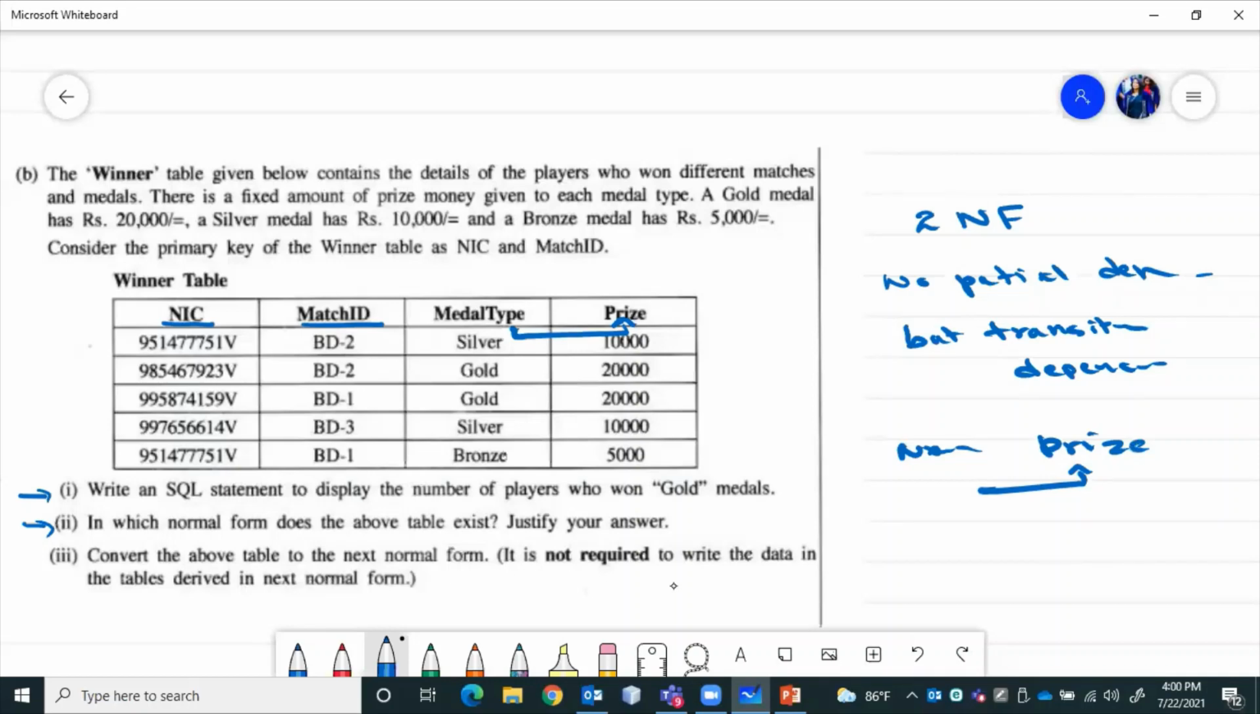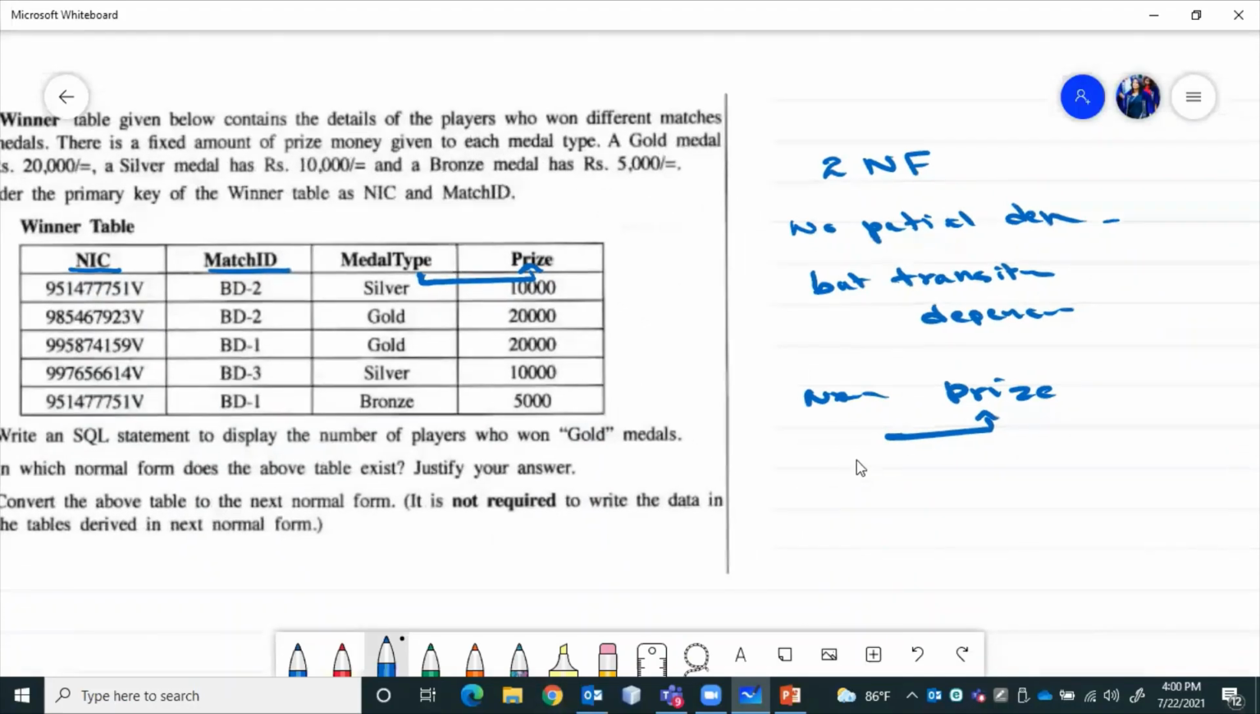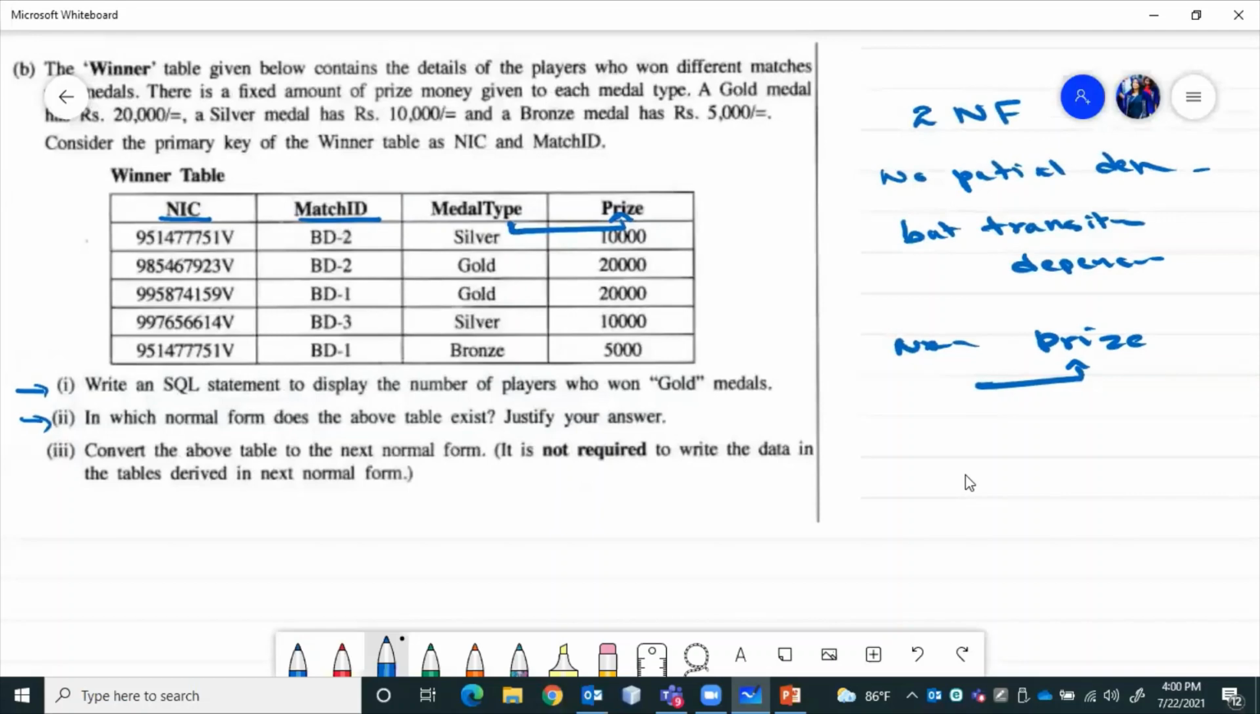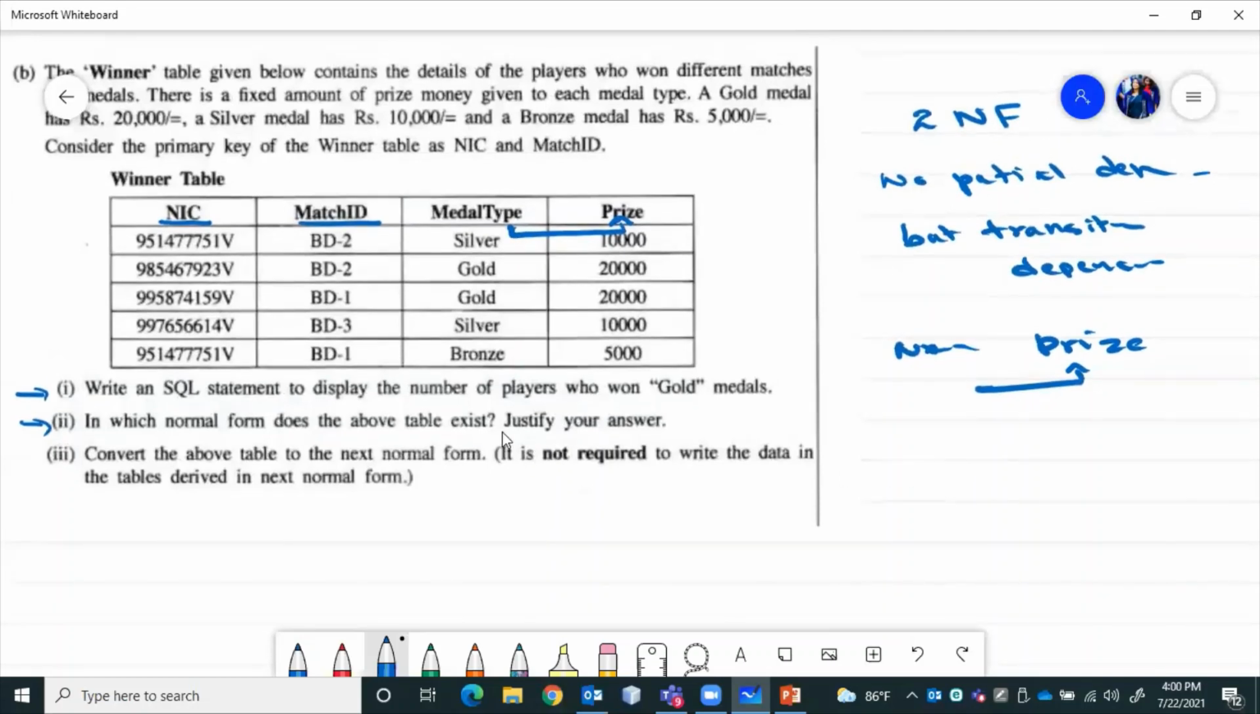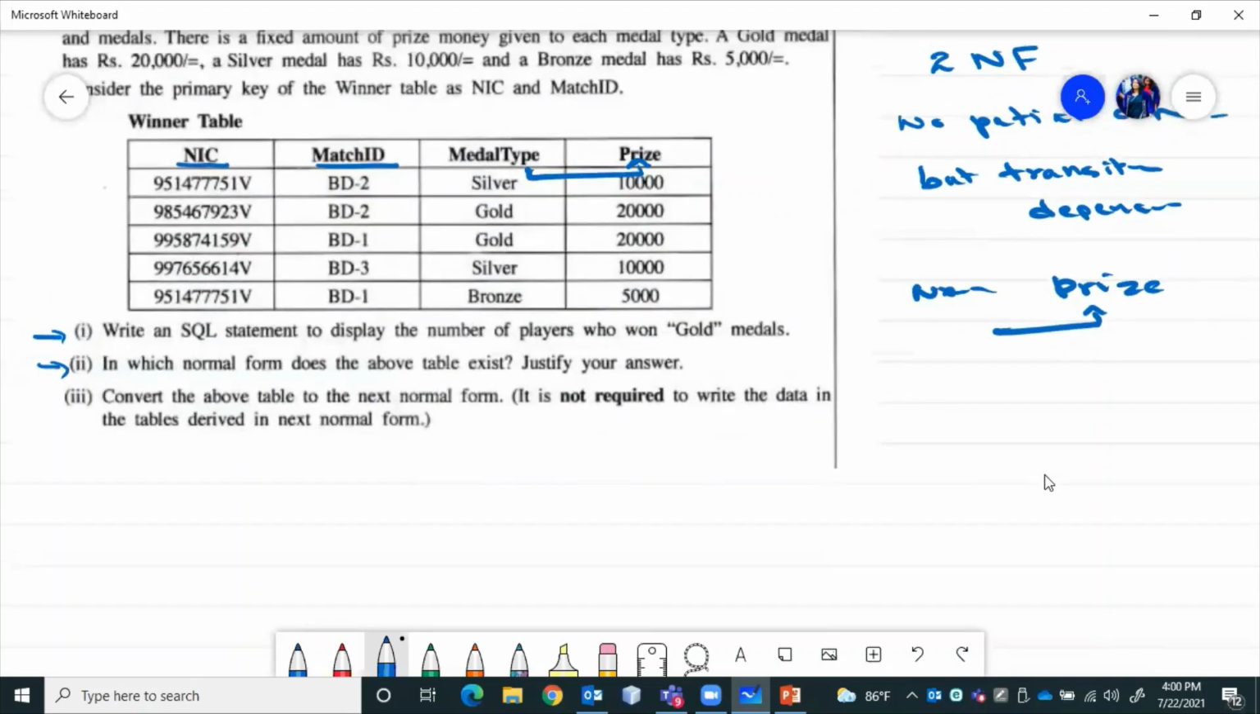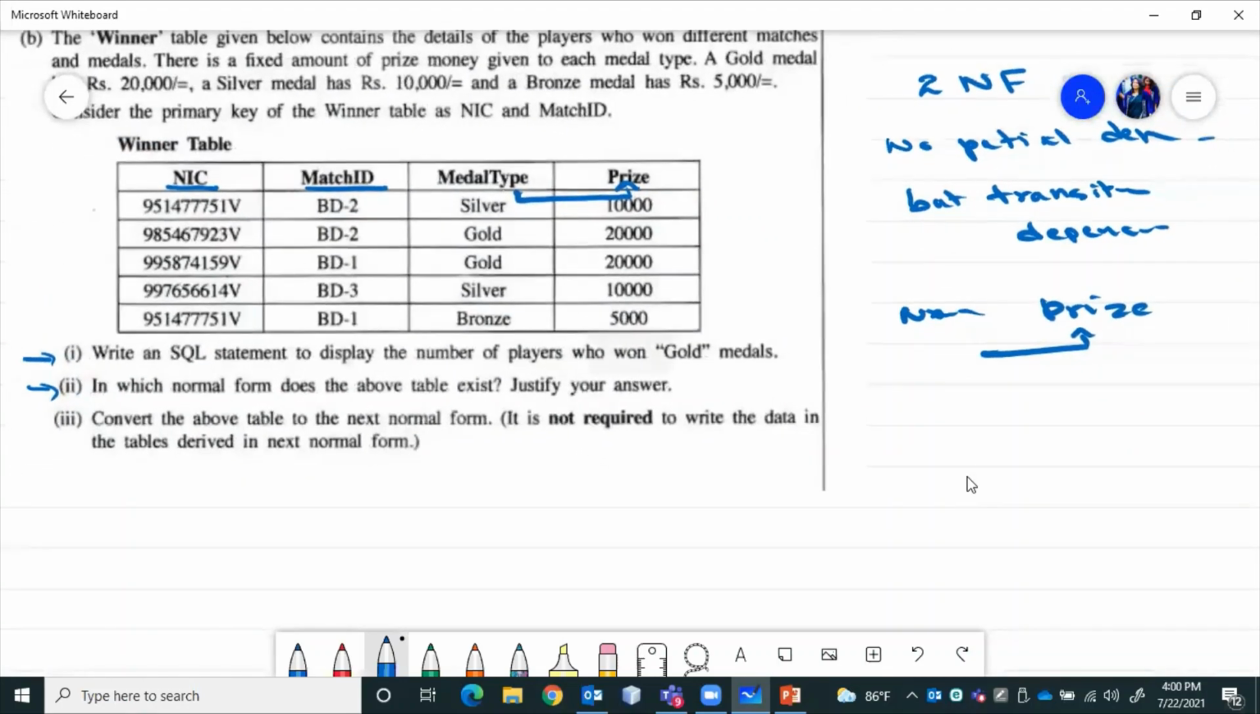It is not required to write the data in the tables. Derive the next normal form. No need to write the data, just write the relations. That's it. So how can we do that? Just send me answers if you can.